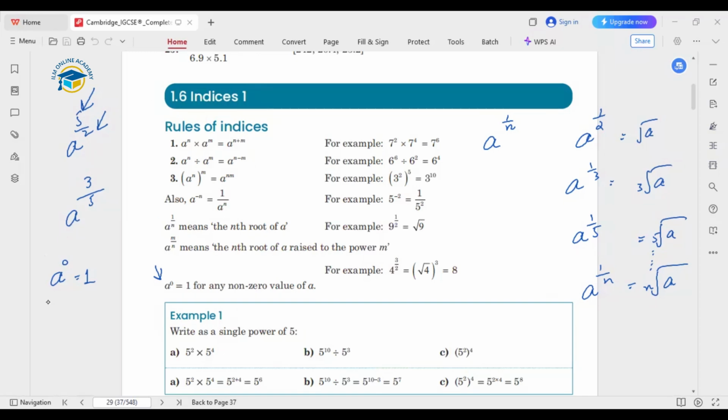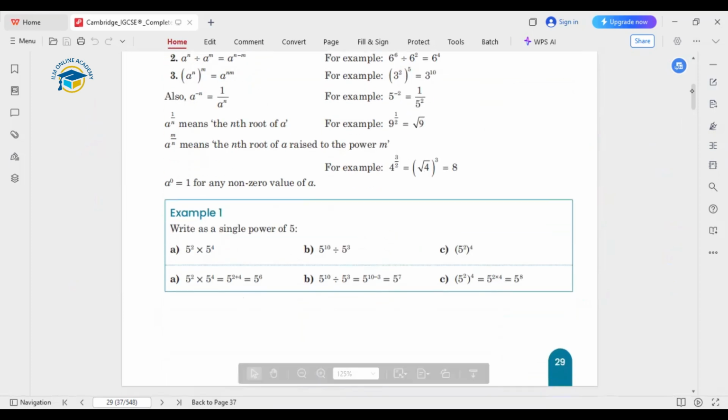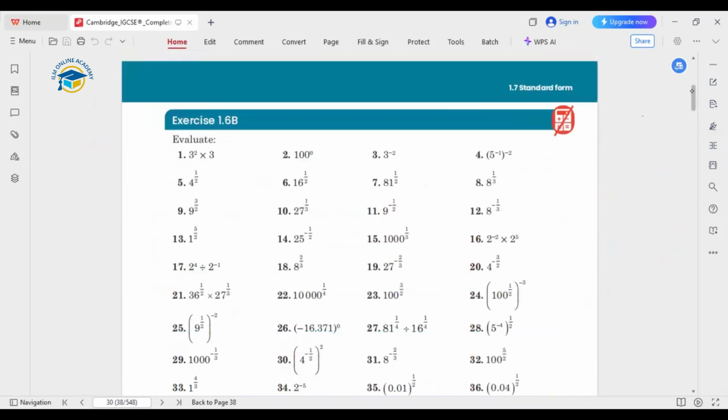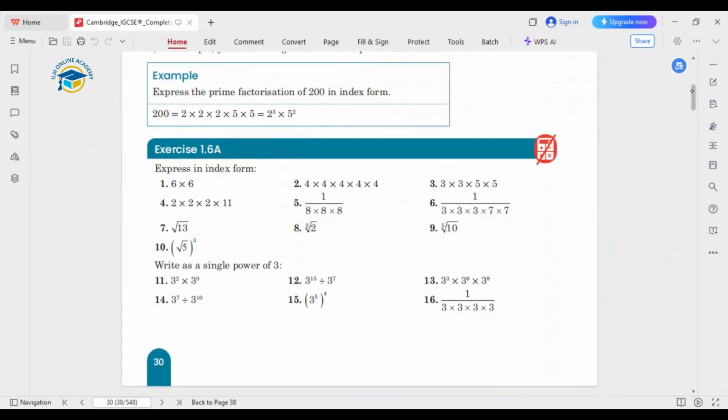So using these rules, we are going to solve some questions that they gave in the next exercise, that is exercise 1.6a. First of all, in this exercise, they are saying that you need to express all these numbers in the index form. For representing them in the index form, we need to just represent them in the form of power.